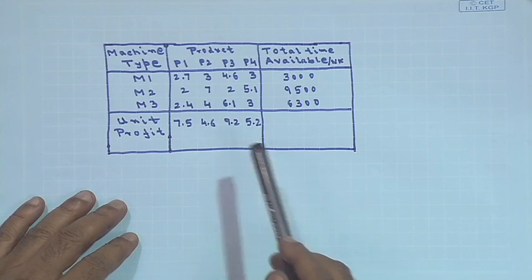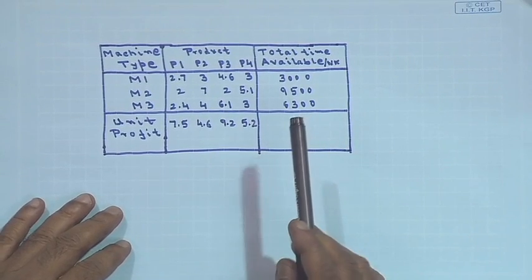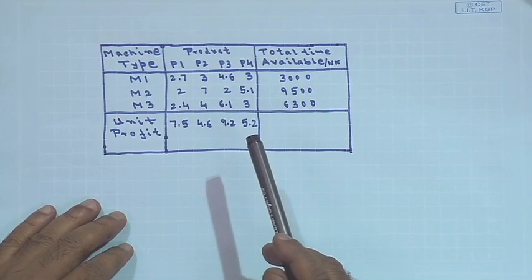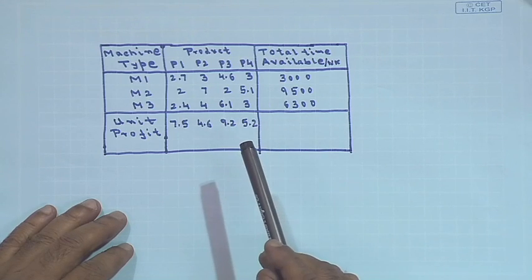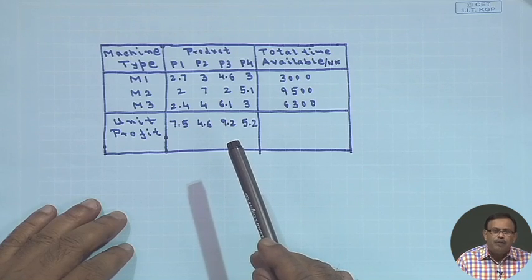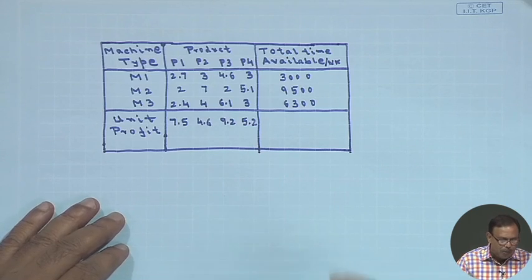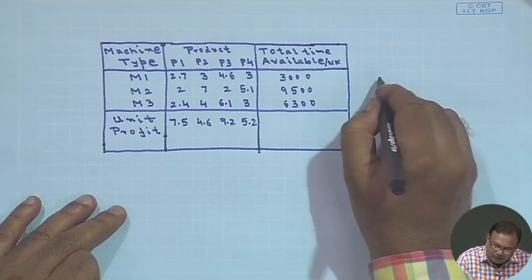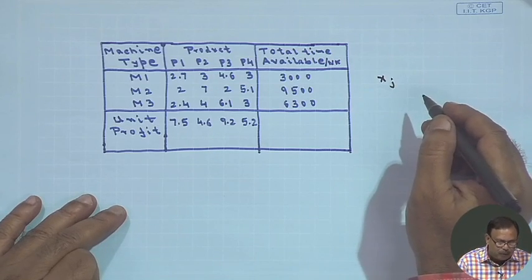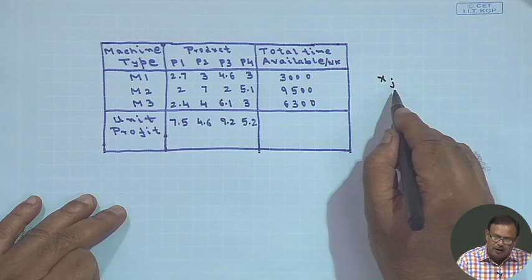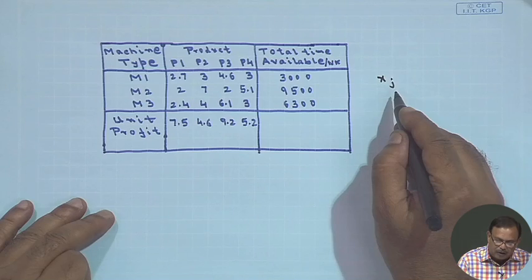So, if I want to develop an optimization problem from this, where some machines are producing some products, the production rate is given to us, the time available is given to us, and the unit profit is also given to us. From here, if I want to optimize this problem, I can assume that x j is the number of units of product j being produced per week.